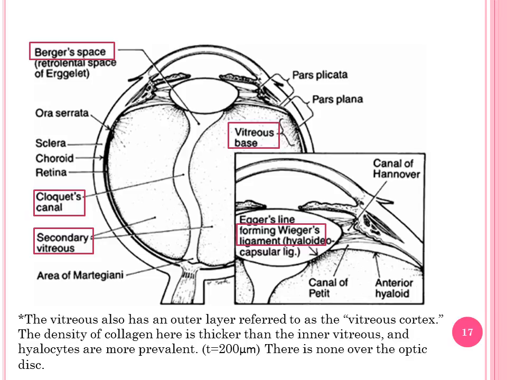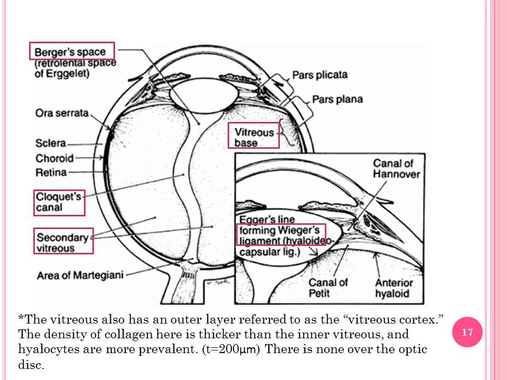Remember we had that remnant, which was Mittendorf's dot, on the posterior surface of the lens, but this space right here is actually called Berger's space, the retrolental space. Retro meaning behind, lental meaning lens. Okay. Secondary vitreous, that's what we said was the portion that pushed forward. The primary vitreous was a remnant of the hyaloid artery adventitia.